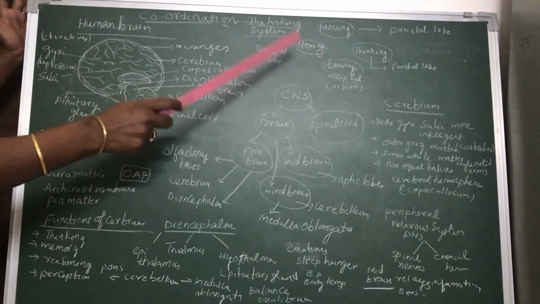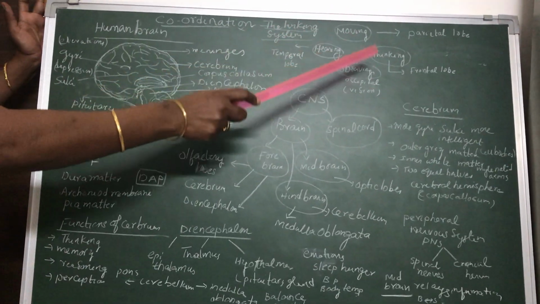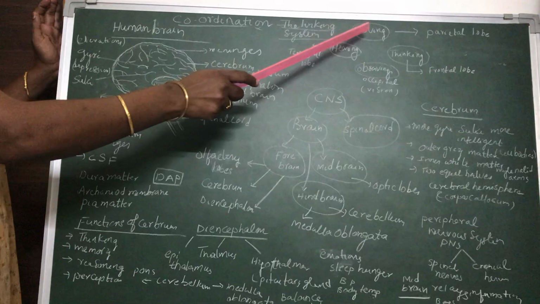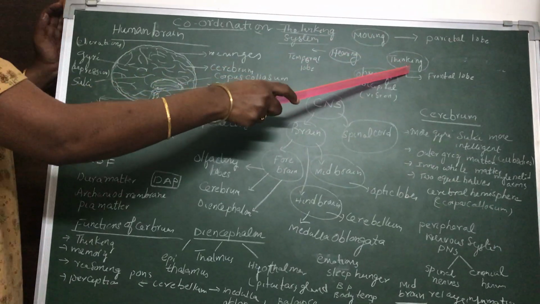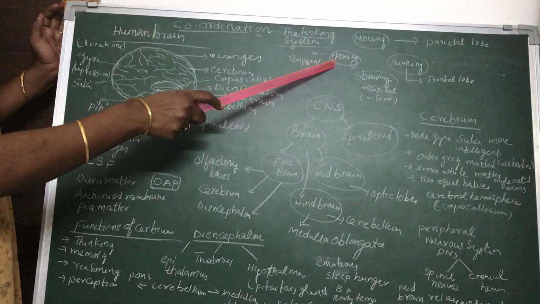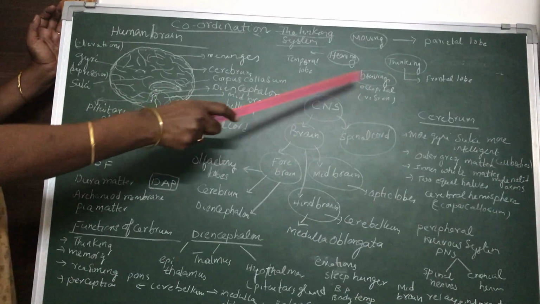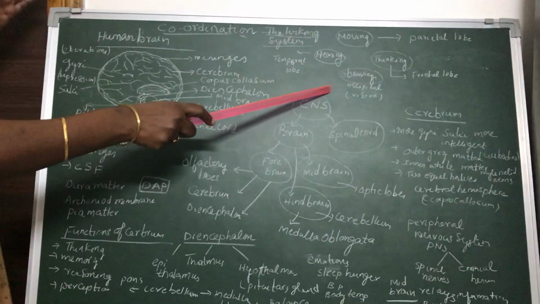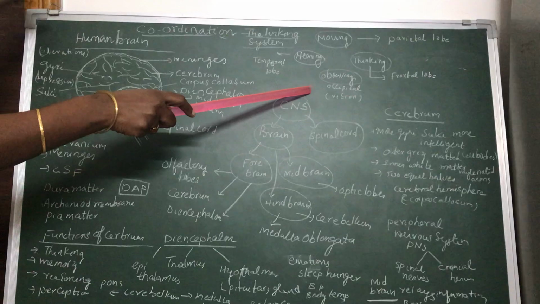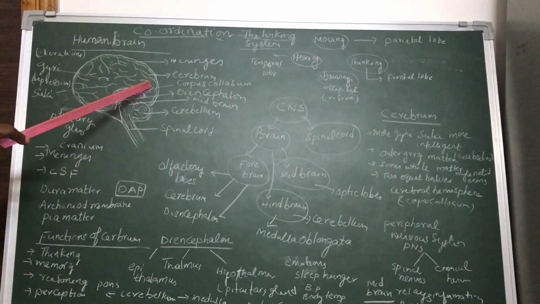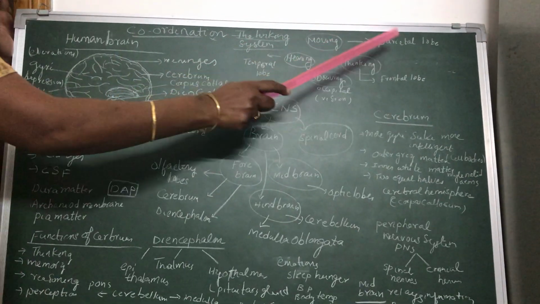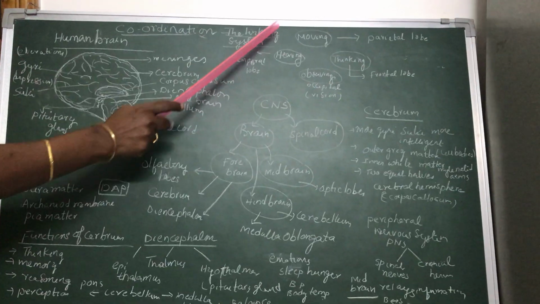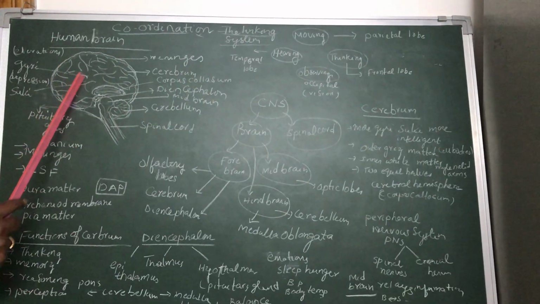See, this is not one particular action. So many actions are involved in this activity. Moving is involved, thinking is involved, hearing is involved, observing or vision is involved. All these 4 activities should be coordinated together and done by a single brain. And these 4 activities are controlled by the 4 lobes present in the cerebrum.